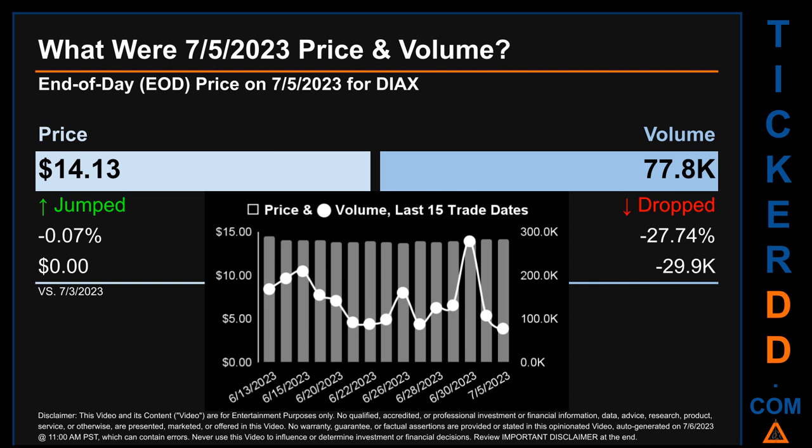The graph shows price and volume for the last 15 trade dates. Across a range of 70 cents, the max and minimum end-of-day price were respectively 14.46 and 13.76. Volume saw a range of 200.9 thousand, from a day low of 77.8 thousand to a day high of 278.7 thousand.